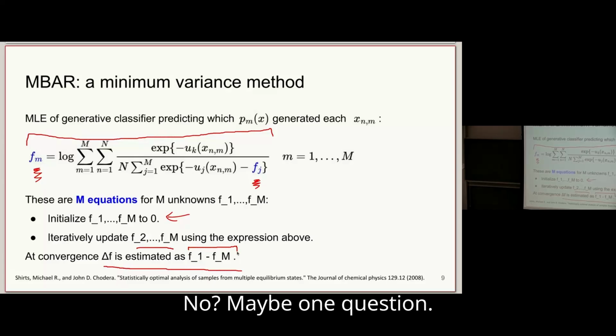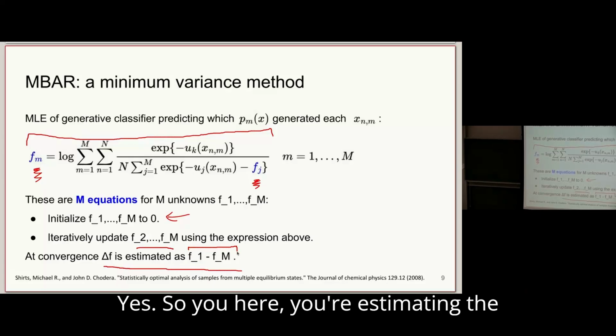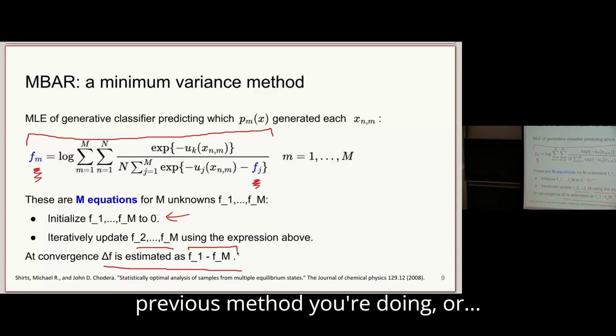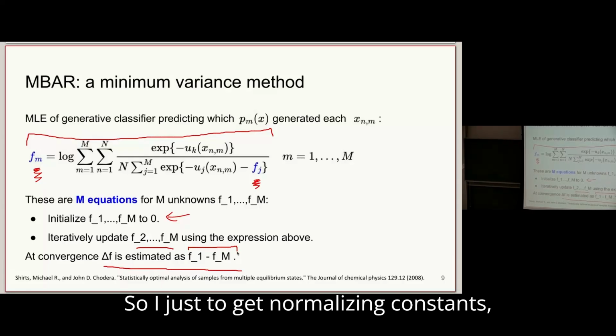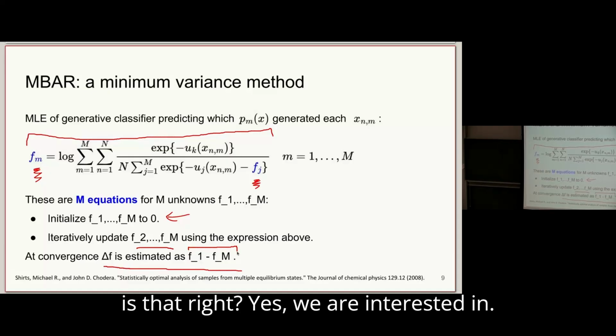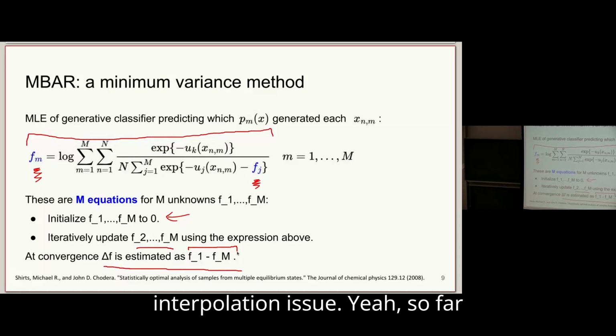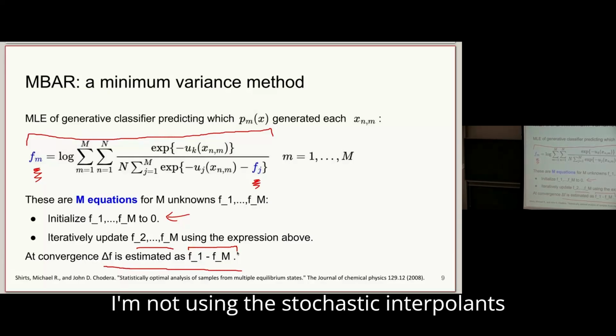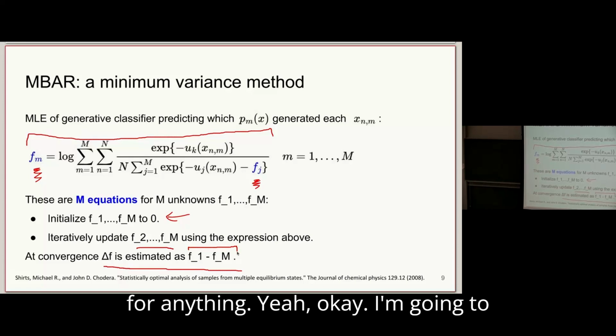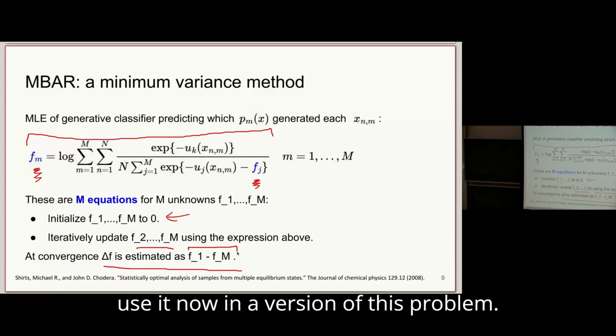No? Maybe one question? Yes. So here, you're estimating with the previous method you're doing, or? So it's just to get normalizing constants. Yes, we are interested in that. And then you've still got this interpolation issue. Yeah. So far, I'm not using the stochastic interpolants for anything. Yeah. Okay. I'm going to use it now in a version of this problem.